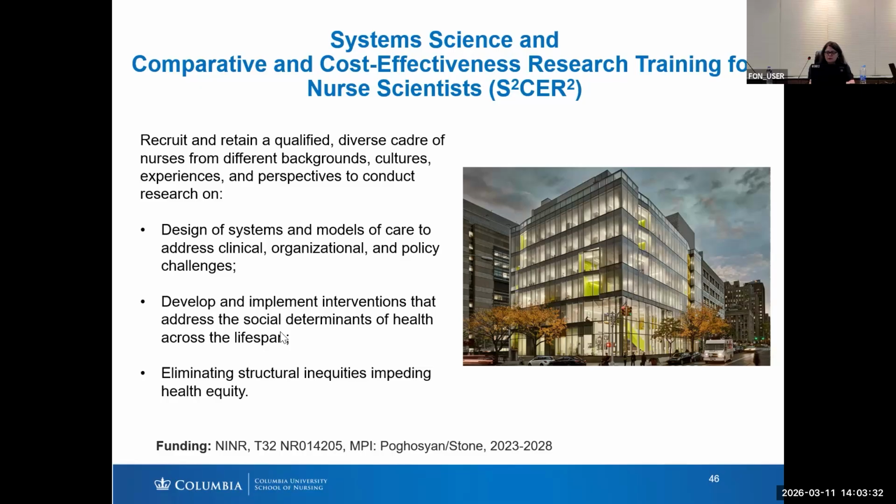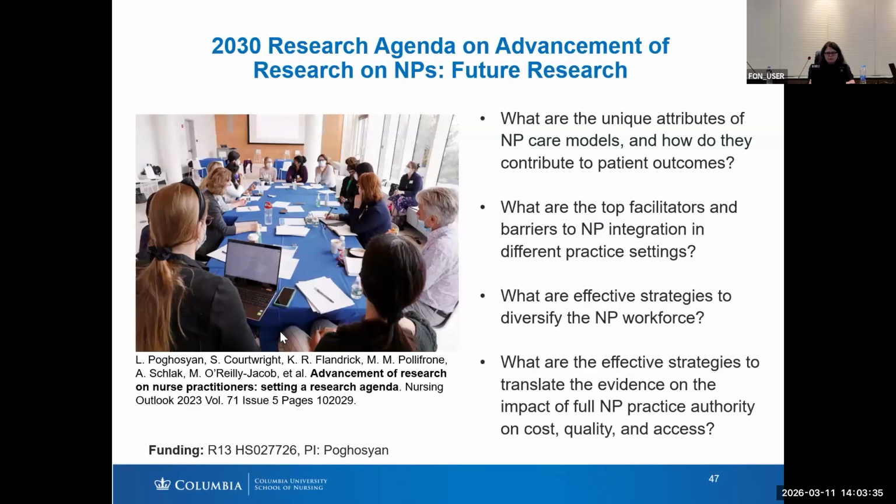And then we also brought together experts to say, okay, we have done many studies on NPs. What are some of the next research questions that we have to study when we're doing future research with nurse practitioners? We brought together experts who are coming from many, many countries, and we were asking what kind of research we should do to move the science forward. And here the paper is published. So if you're interested in reading, it's been published.